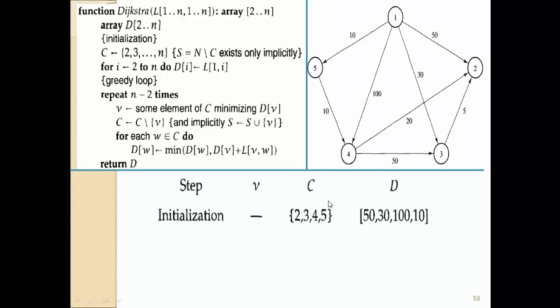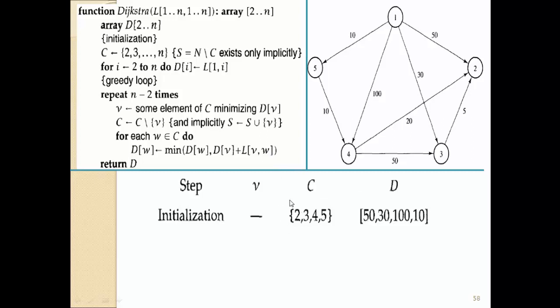Again I am repeating, as an initial step we have to take two arrays. One is the C array, which has all the destination nodes. We are considering here 1 as the source node, so the remaining nodes 2, 3, 4 and 5 are all destination nodes. And D has the direct length from the source node to the remaining nodes.